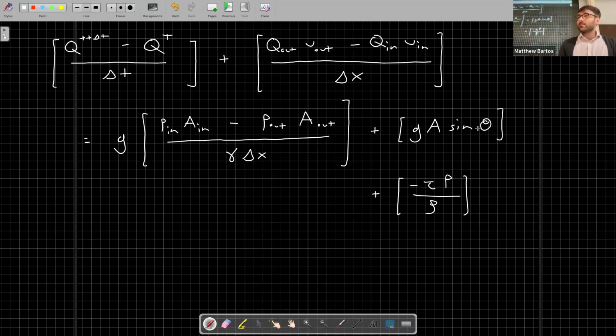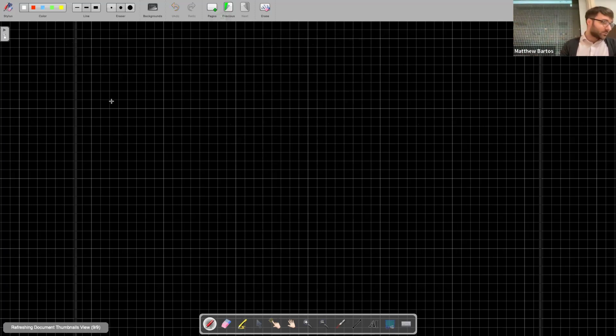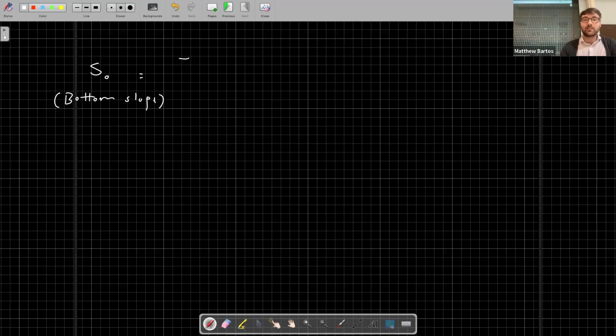The first is we're going to take this sine theta term and approximate it with the bottom slope. So if we have a small angle of inclination, which is almost always going to be the case for pipe flow in a large pipe system, we have that the bottom slope, which is equal to negative delta z divided by delta x, so this would be the rise over the run, is approximately equal to sine theta.